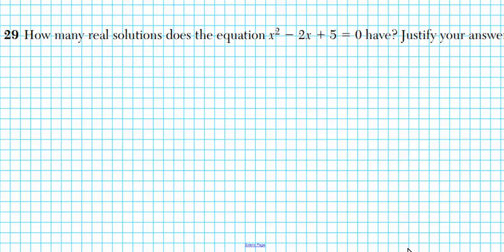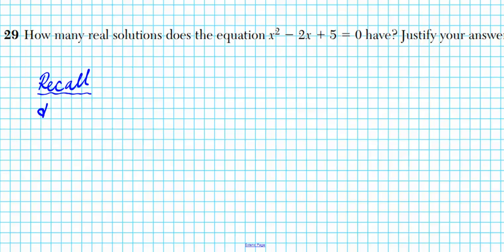Alright, let's start by taking a look at question number 29. It reads, how many real solutions does the equation x squared minus 2x plus 5 equals 0 have? Justify your answer. Now, to answer this question, we need to recall the role of the discriminant. First of all, you want to recall what the discriminant is.